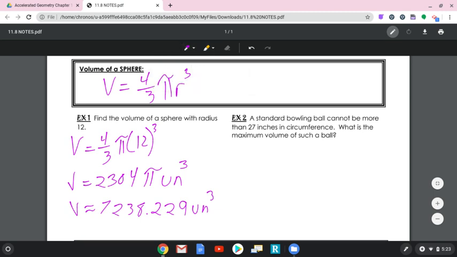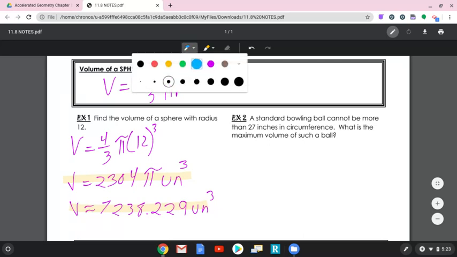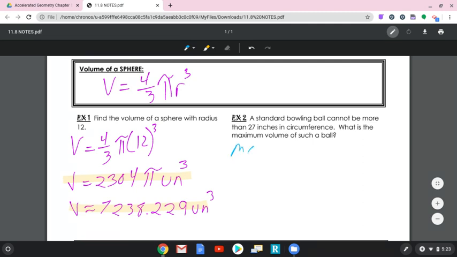So depending on what I asked, exact value in terms of pi, or estimation. All right? Let's look at example 2. Slightly different. We're going to look at it from a different point of view. A standard bowling ball cannot be more than 27 inches in circumference. What is the maximum volume of such a ball? So that means my max circumference would be 27 inches.